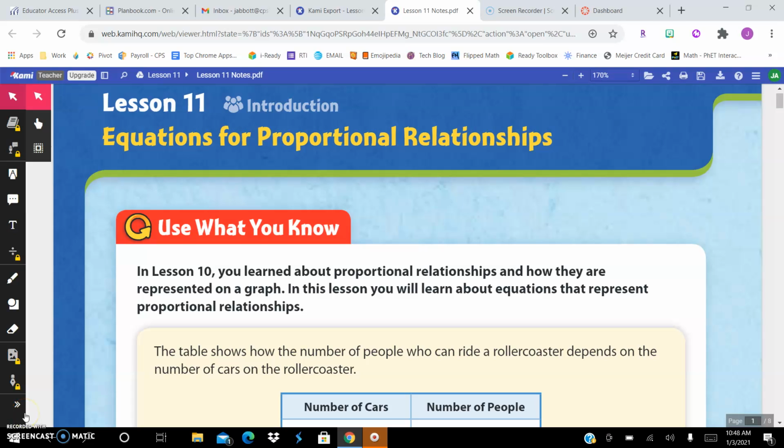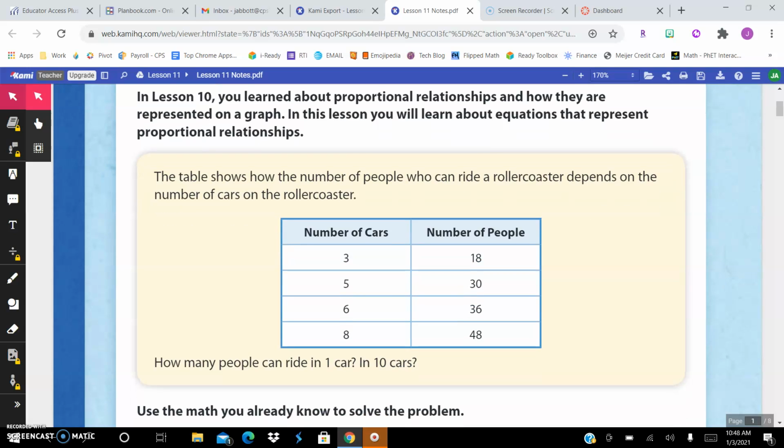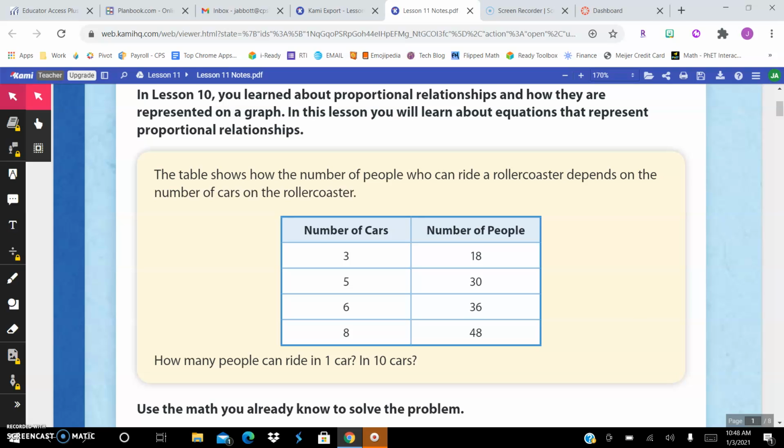In lesson 11, we are still talking about proportional relationships, but instead of just looking at their graphs, we are now going to look at their equations. So in lesson 10, we looked at graphs, and remember in the graph, you could tell it was a proportional relationship if it went through the origin of the graph, which was (0, 0), and if it was a straight line graph.